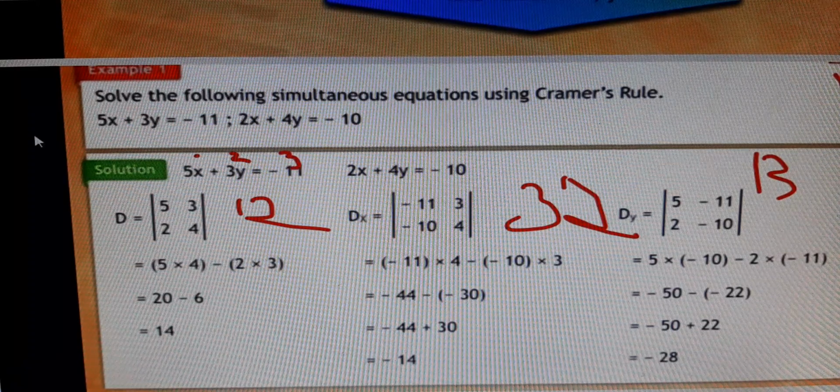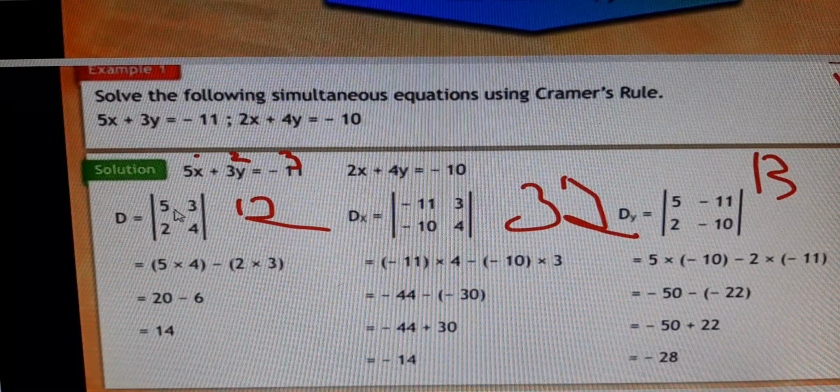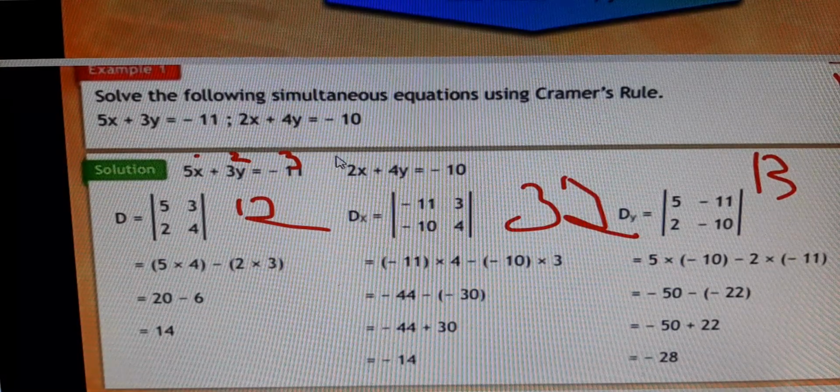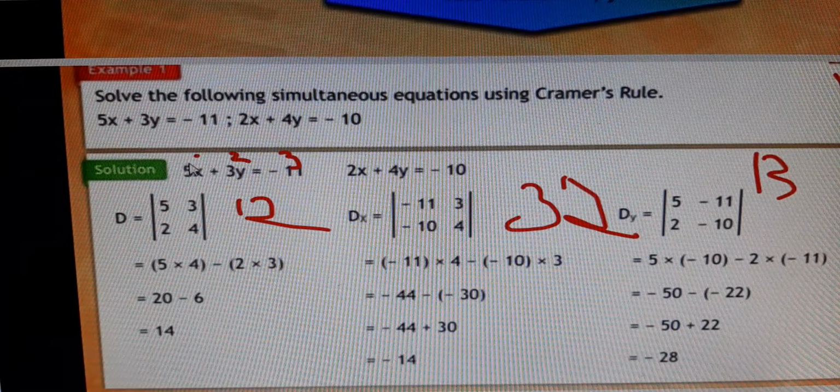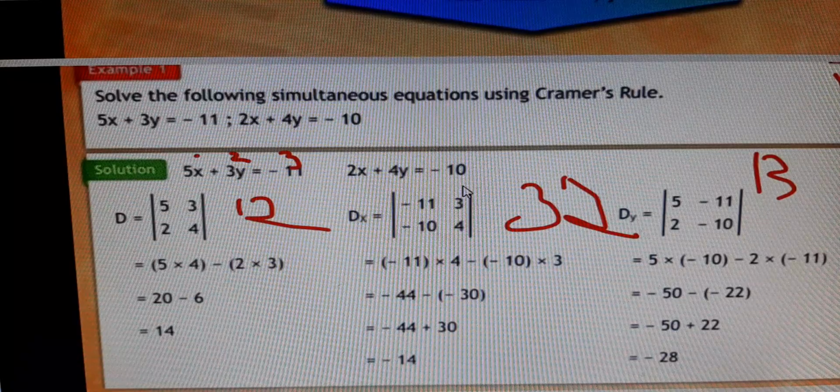And in this way here also, first 12 means first and second. See here 5 and 3, first and second, 2 and 3 right here. And dx follows the rule 32, which means third and second: minus 11, 3, minus 10, 4 here also. And 13 means first one and third one: 5, minus 11, and second was 2, minus 10.